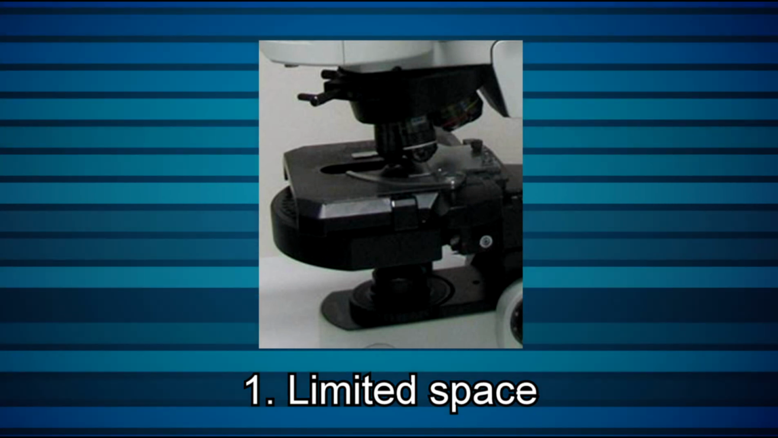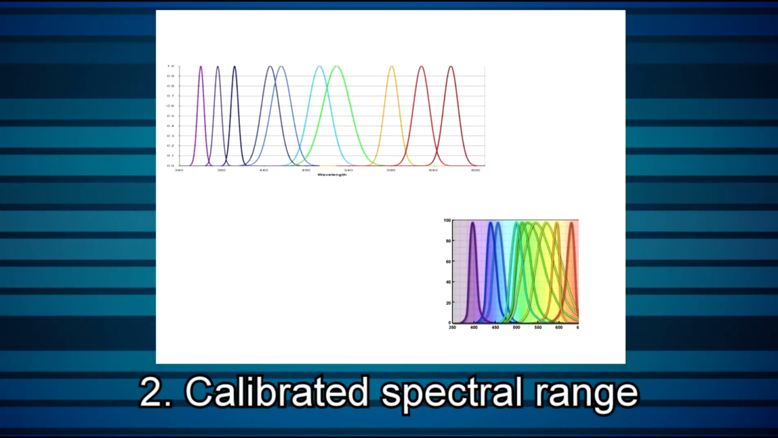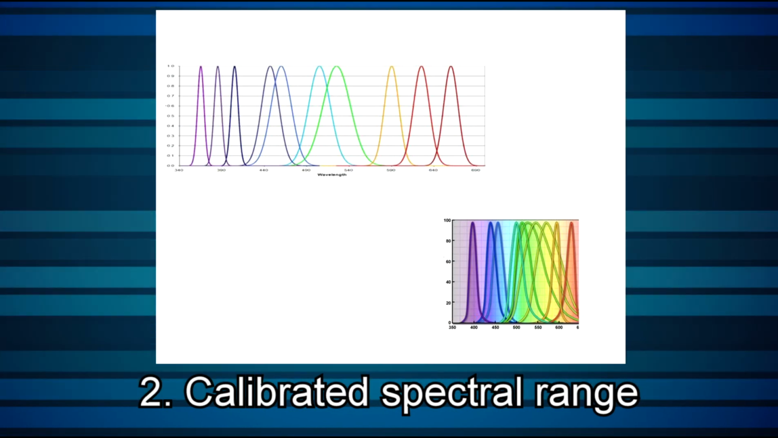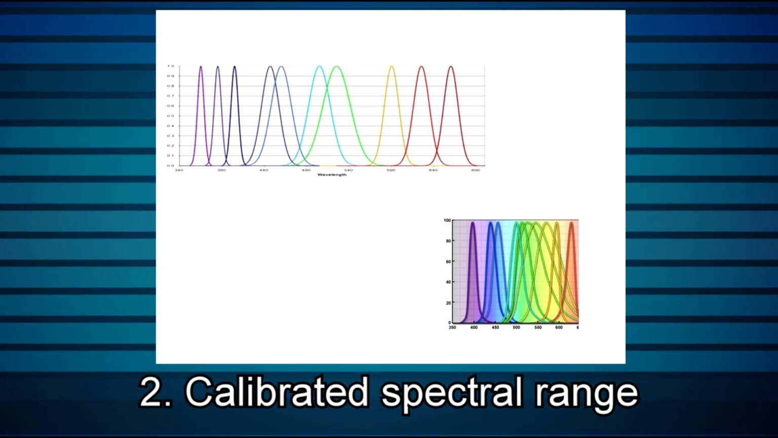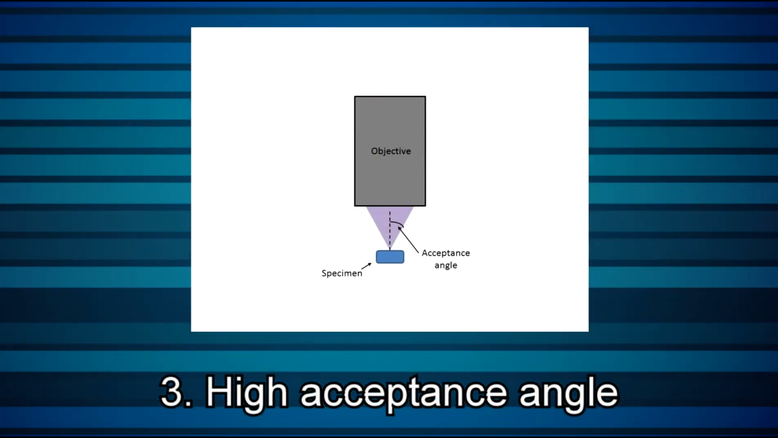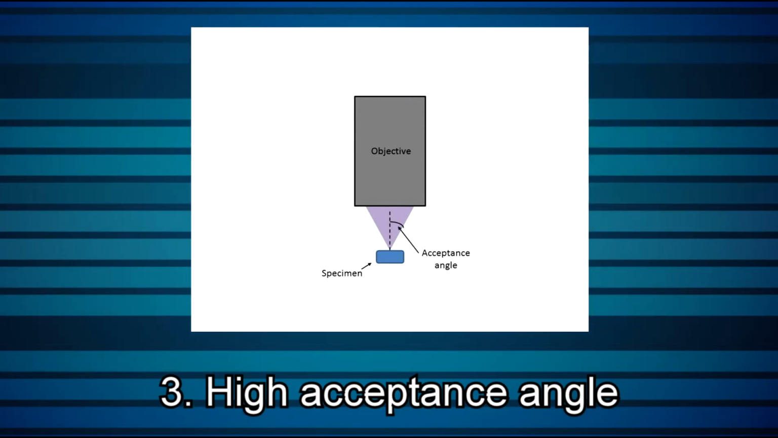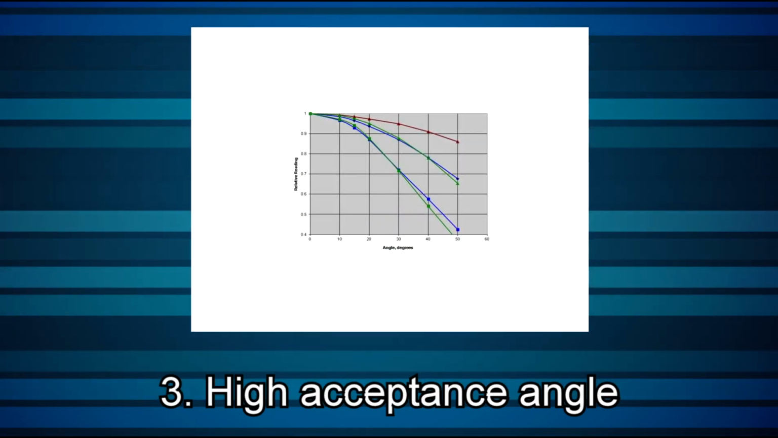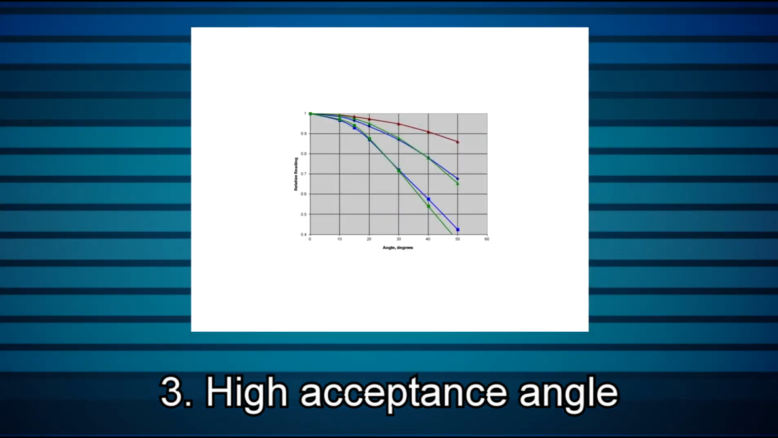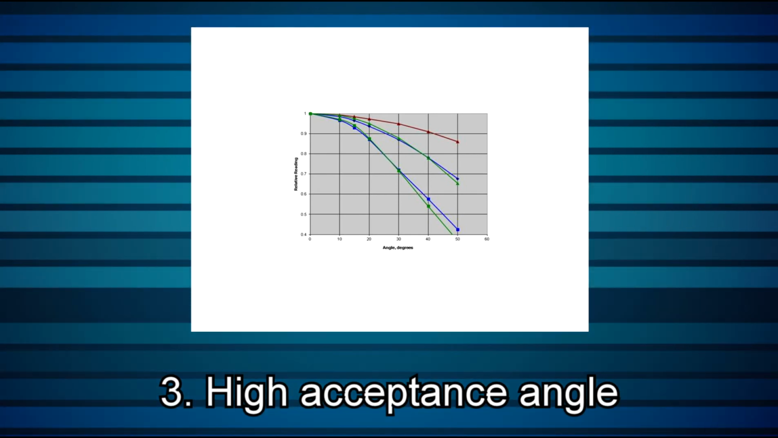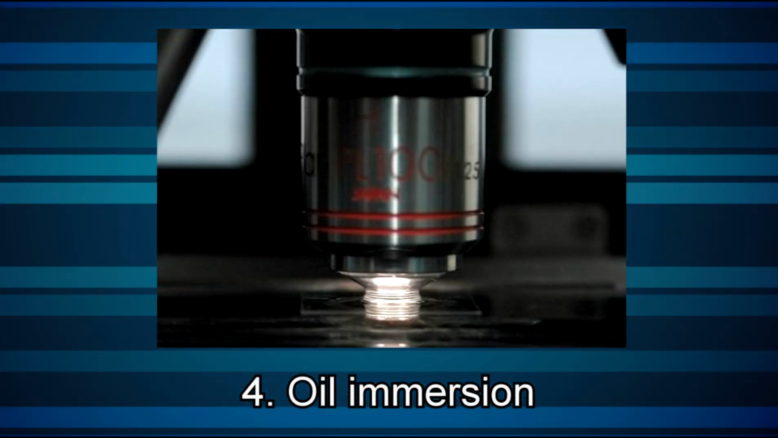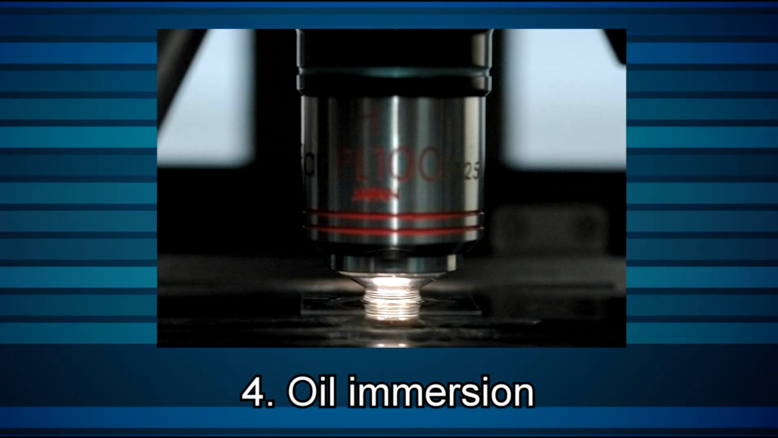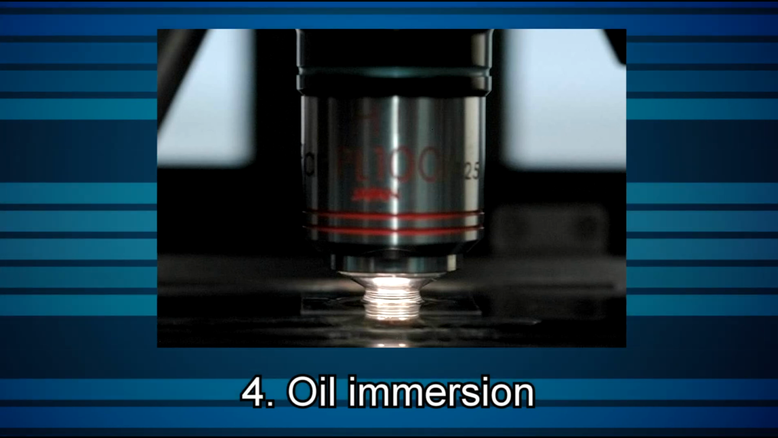1. Limited space. 2. The sensor used would need to be calibrated over a wide enough spectral range to cover all wavelengths of potential interest. 3. The sensor would need to have a high acceptance angle because of the high numerical aperture of microscope objectives. However, photodiode sensors, the usual solution for these low power levels, normally have high angle dependence. 4. Microscopy applications often use oil immersion to further increase numerical aperture. The sensor would need to be able to handle that.